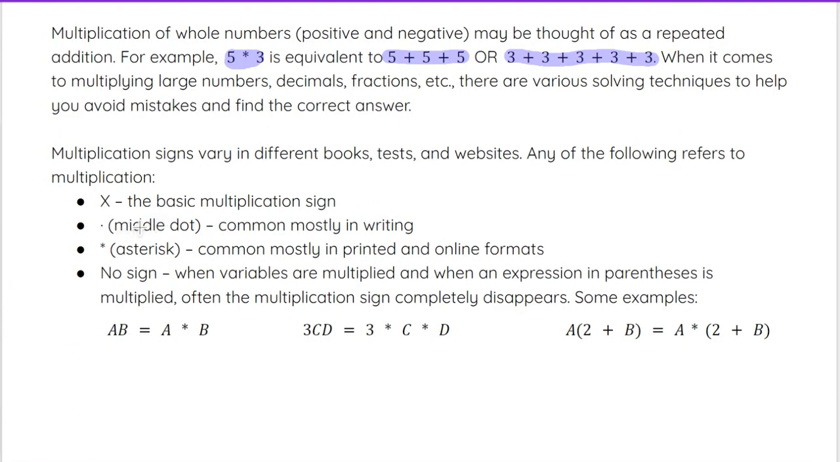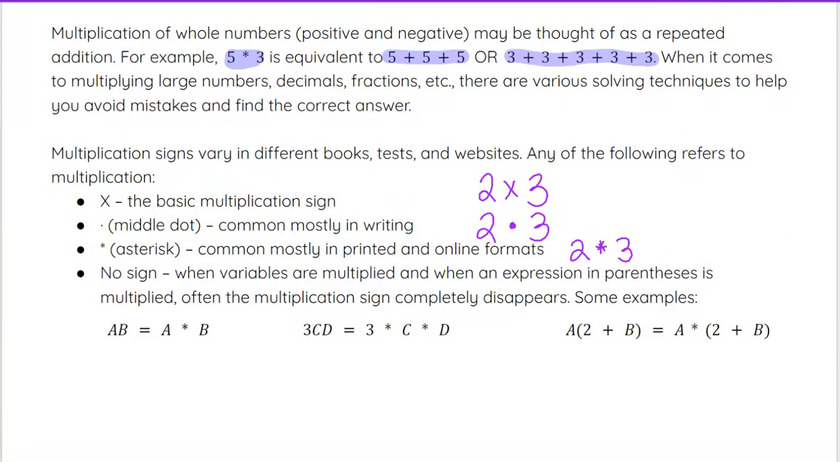The next one we'll look at is the middle dot. And so that's just a little dot, basically like a period, but up a little bit higher. So for example, looking at those two, we could write 2 times 3 with an X. We could also write it with that middle dot like this. The asterisk, this is commonly used in print or online formats. So that would be 2 and then the asterisk and then 3. Again, not usually used in written format, but typically in printed or online format.